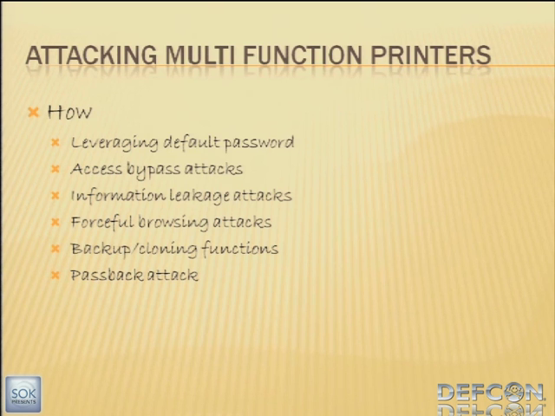Fourth one on there, forceful browsing. If you know the URL you want to get access to, forget about the password you need to get to it with. You just enter that URL and the printer gives you access. And of course, backup and cloning functions, the ability to pull all those backups or clones offline and pull the information out of those. And the last one on here is a passback attack. Typically to be able to trick that printer into sending the information to you. We're going to go into some detail on that toward the end of this presentation.